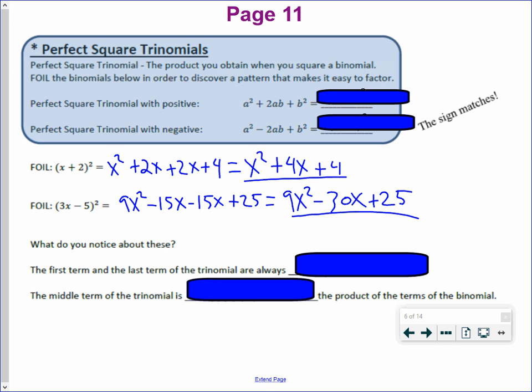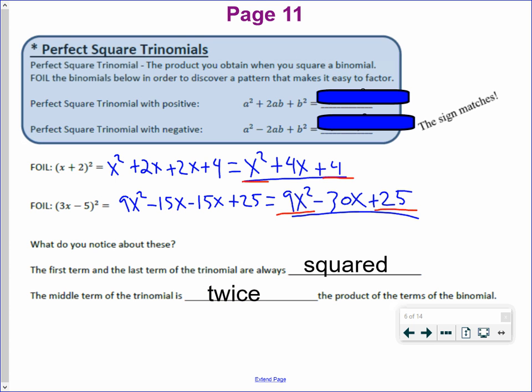So what do we notice about these? The first term and the last term of the trinomial are always squared. We're squaring some type of number. So we see here the x squared, if you take x and you square it, you get x squared. With 4, if you take 2 and you square 2, you get 4. With 9x squared, if you take 3x and you square the 3x, you get 9x squared. And same thing with 25. If you have a 5 and you square the 5, you get 25. So the first and the last term of the trinomials are always squared numbers.